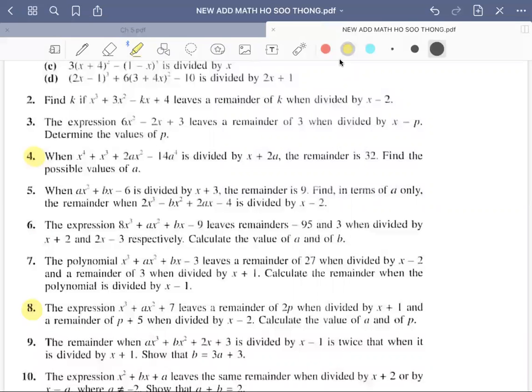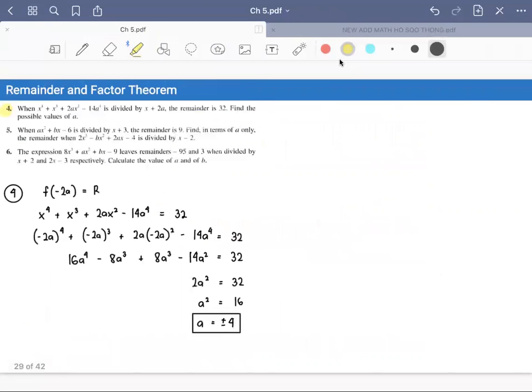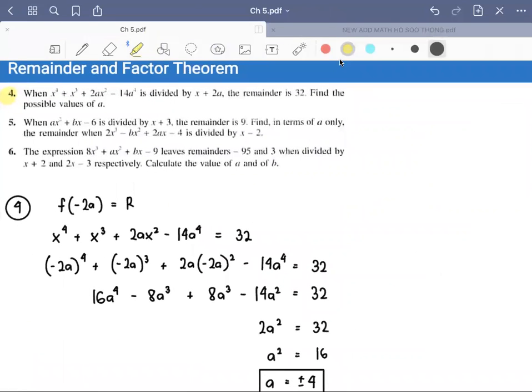Okay? So question number 4. Let me read the question here. When x to the power of 4 plus x cubed plus 2ax squared minus 14a to the power of 4 is divided by x plus 2a, the remainder is 32. Find the possible values of a.